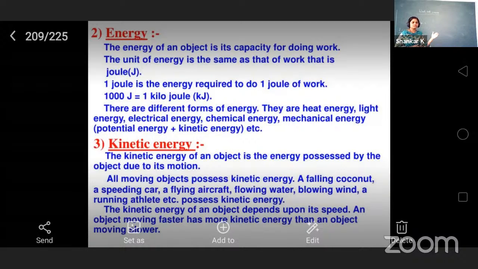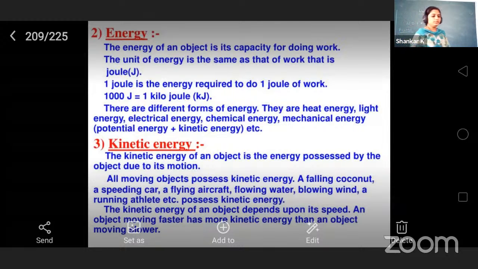Sometimes when it is raining heavily, you can see how fast the water flows. If it flows very fast, we consider it as more kinetic energy than an object moving slower. Blowing wind also, and a running athlete: whoever runs very fast gets first, second, third prize, right? The one who runs fastest becomes the winner of the game. So these are some examples of kinetic energy.